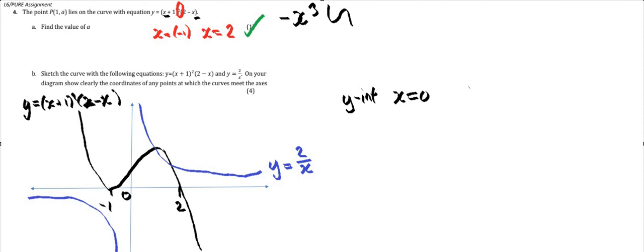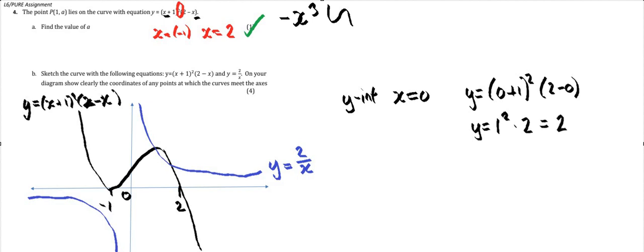So let's go to our equation. So y equals (0 plus 1), because that's our x value, squared, times (2 minus 0). So y equals 0 plus 1, that's 1, 1 squared, times 2 minus 0, which is 2. So y equals 2. So we know that this point here is (0, 2). Now we've labelled all the points where it meets the axis. So that's that second part taken care of.